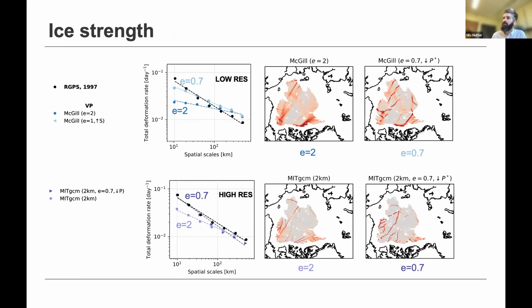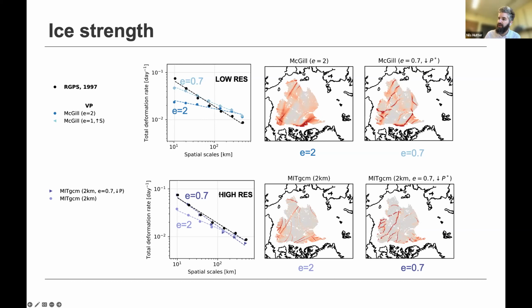And I just want to show you those results as well. In the upper row, you can see again the McGill low resolution models, and the two right panels show you the deformation fields for the standard ellipse ratio of 2 and the reduced ellipse ratio of 0.7. In the lower panel, you see the MIT GCM simulations at 2 kilometer, again in the middle panel with ellipse ratio of 2, and on the right-hand side, the reduced ellipse ratio.